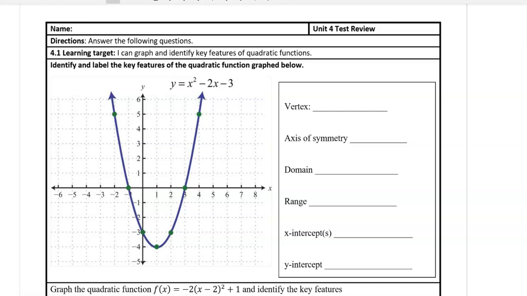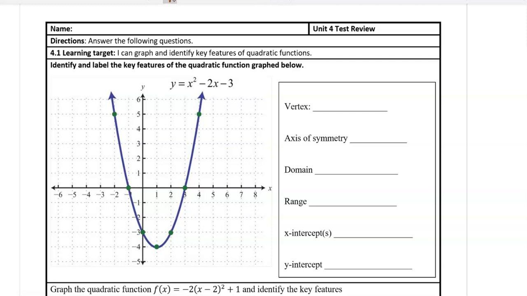All right, starting with this first section, it says identify and label the key features of the quadratic function graph below. This equation here is in standard form, and it's just telling you the equation of the parabola, which we really don't need right now. We can just look at the graph and identify all of these features.